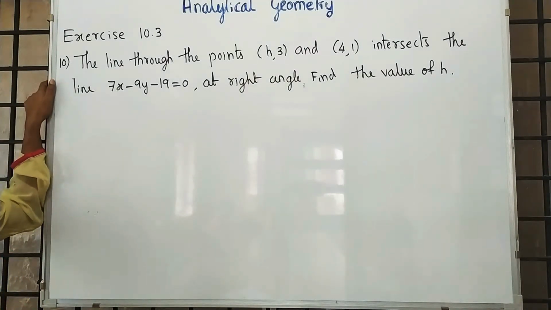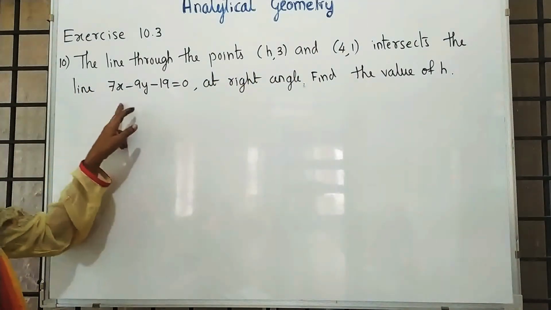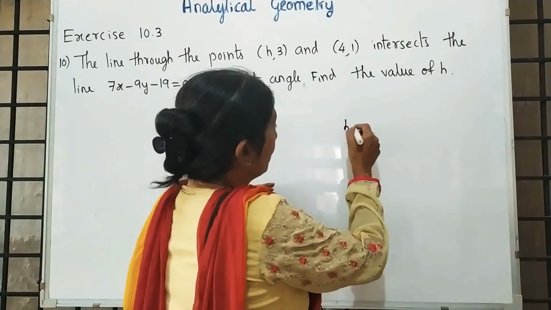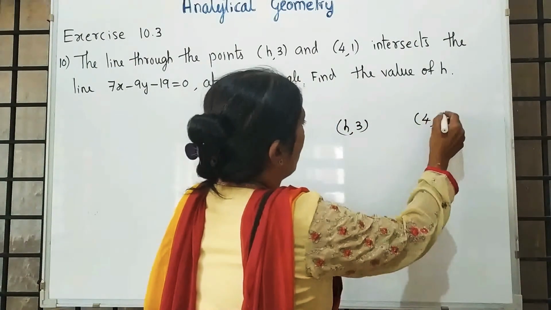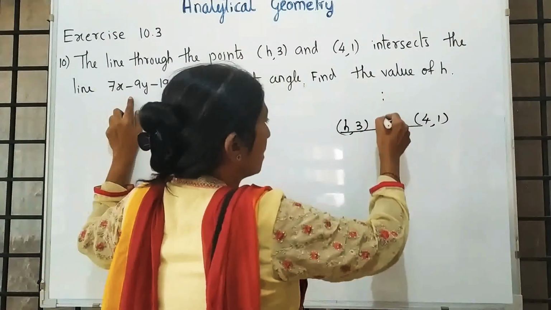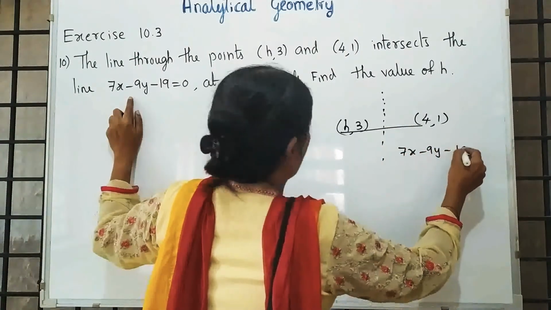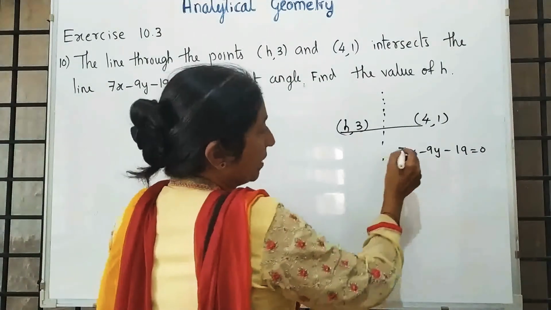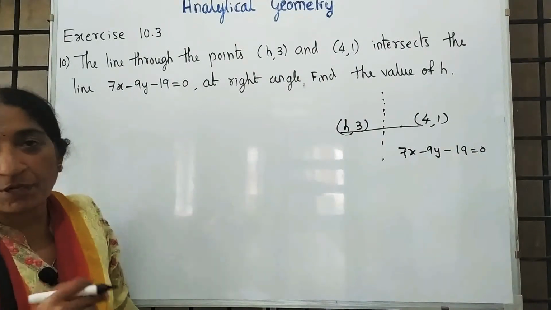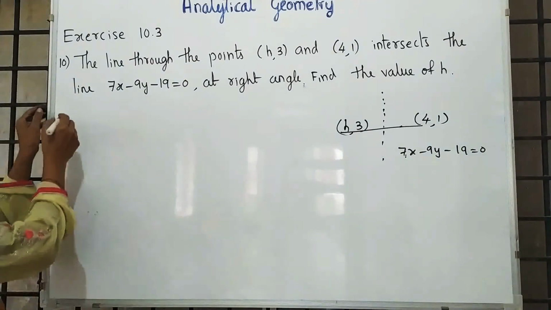See, the line through the points h, 3 and 4, 1 intersects the line at right angles. That means there is one line passing through h, 3 and 4, 1 and this is perpendicular to the line 7x minus 9y minus 19 is equal to 0. That means these two lines are perpendicular to each other. They are at right angle. If they are perpendicular, the product of their slopes is -1. Use that concept.